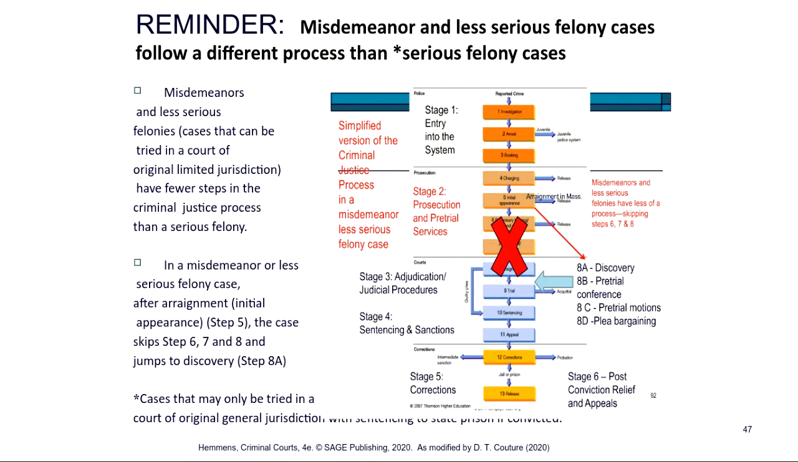So the criminal justice process, stages 1, 2, 3, 4, 5 and 6. Remember, only serious felonies get steps 6, 7, and 8. Misdemeanors or less serious felonies in Massachusetts, that means any case that's not going to receive a state prison sentence if the defendant is convicted, skip those 3 steps in the process, and we'll talk about why that is.